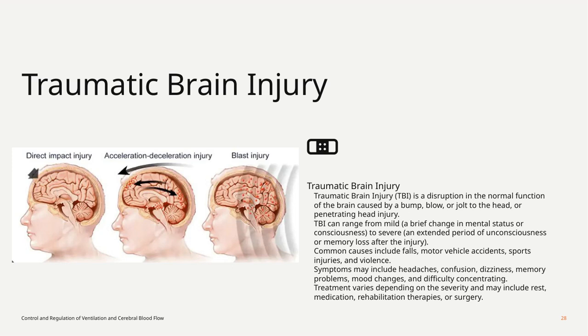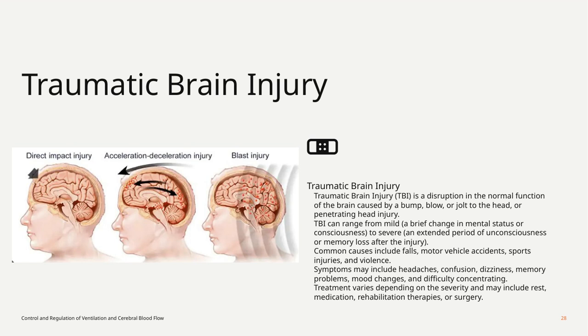Traumatic brain injury, or TBI, is essentially a disruption in the normal functioning of the brain caused by a bump, blow, or jolt to the head, or even a penetrating injury. It can vary widely in severity, from something mild, like a brief change in mental status or consciousness, to severe cases where there's an extended period of unconsciousness or significant memory loss. Most commonly, TBIs happen due to falls, motor vehicle accidents, sports injuries, or acts of violence. The symptoms can be quite varied too.